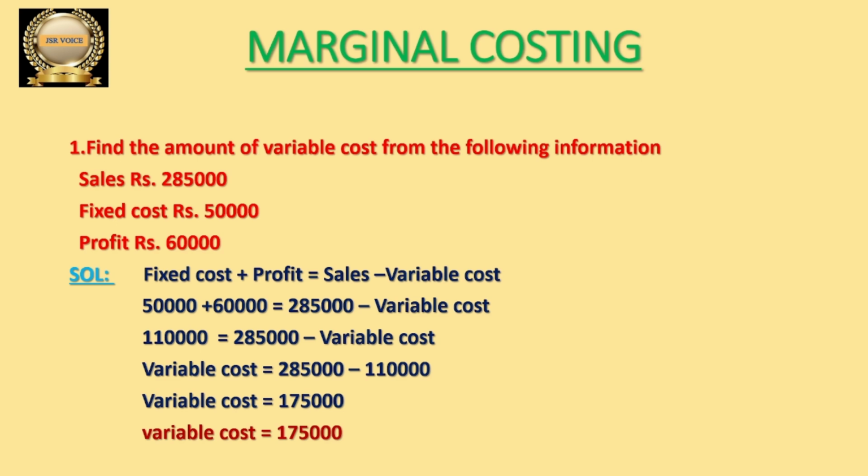And at the end we should write, therefore variable cost is equal to 1,75,000. That's it. This is very simple.